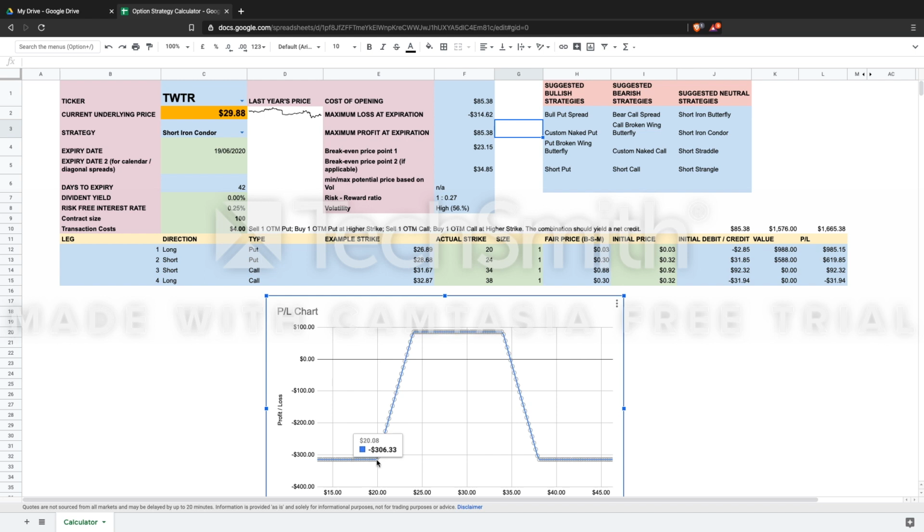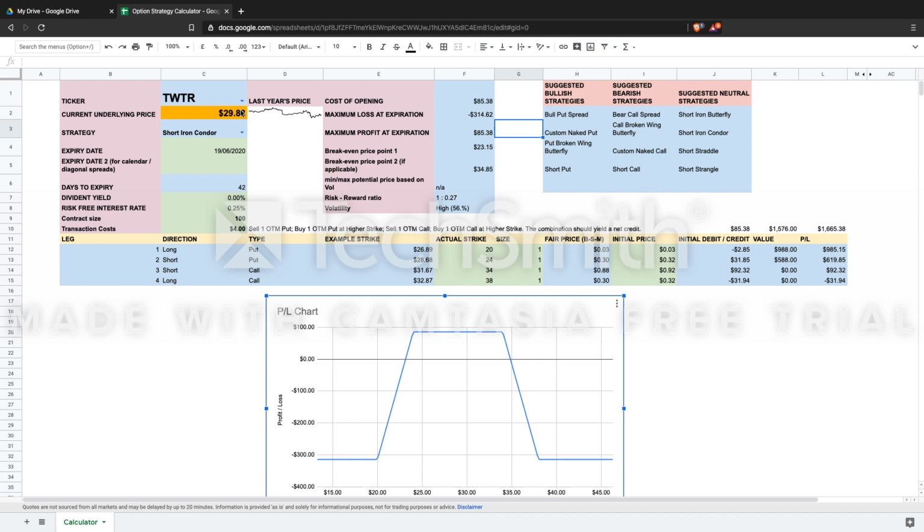And as you can see in the chart, we would get to the maximum loss, which is capped at $314, if the underlying price is under $20 or over $38. So we have a decent margin to make a profit here.